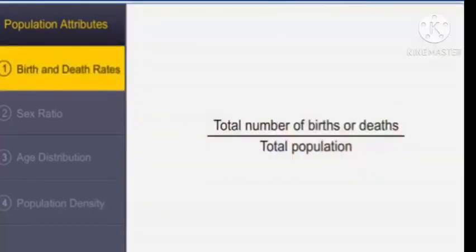Birth and death rates are expressed in terms of per capita. That is, by dividing the total number of births or deaths by the total population that exists in a given time period.